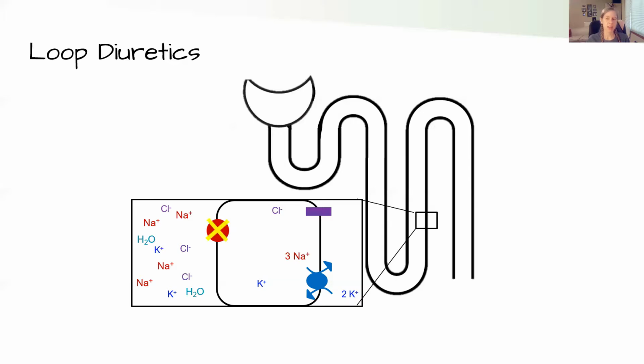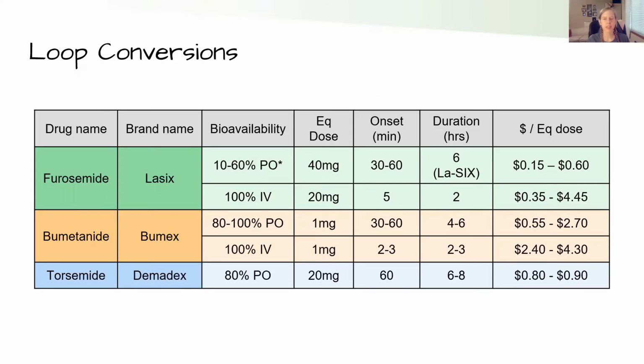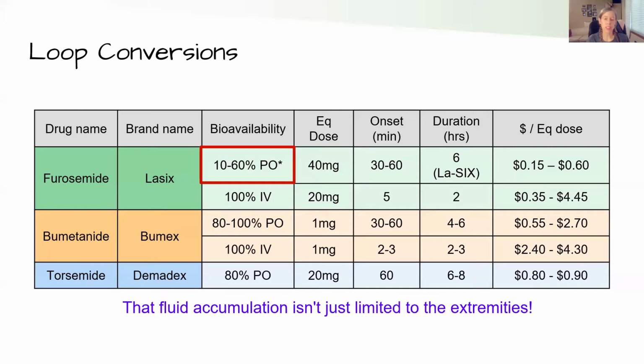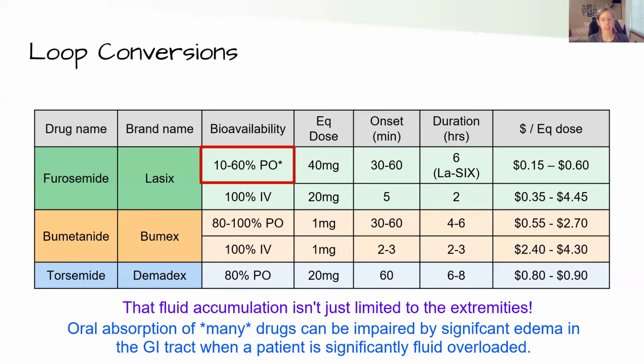This means that those ions cannot be reabsorbed and are instead lost in the urine, along with the water that follows them. Here's a table of the most clinically relevant loop diuretics. Something that's really important to note is that the oral bioavailability of furosemide is quite variable, anywhere from 10 to 60%. Absorption tends to be better before meals because food can actually interfere with the absorption. It also can be worse with gut edema, such as when a patient is in an acute heart failure exacerbation. So oral furosemide tends to not be very effective when a patient's in an exacerbation.